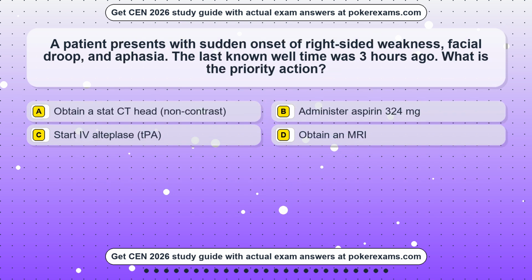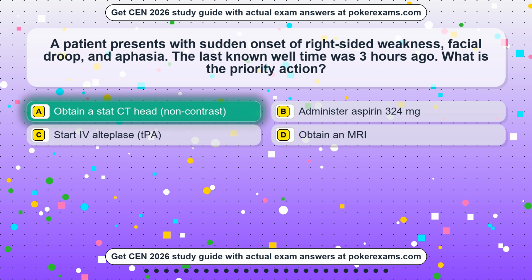Question 10. A patient presents with sudden onset of right-sided weakness, facial droop, and aphasia. The last known well time was 3 hours ago. What is the priority action? Option A, obtain a stat CT head, non-contrast. Option B, administer aspirin 324 mg. Option C, start IV alteplase, tPA. Option D, obtain an MRI.